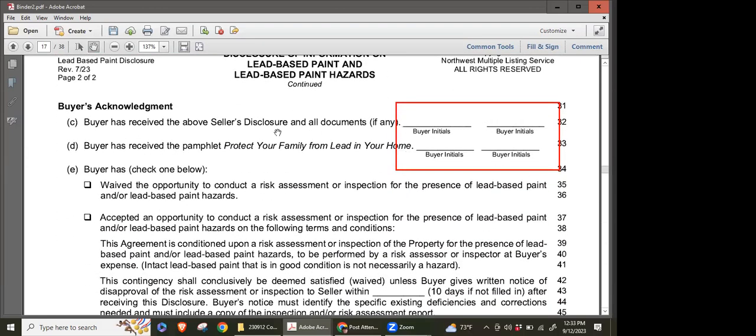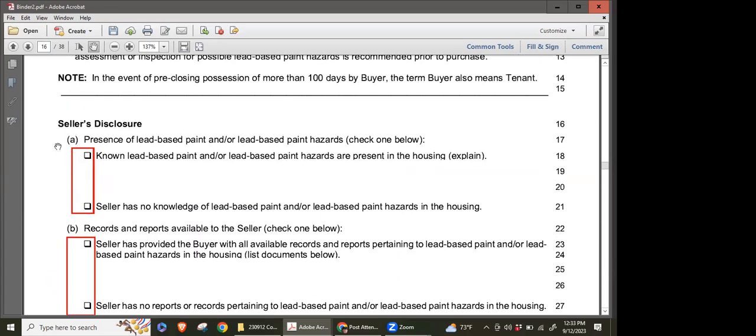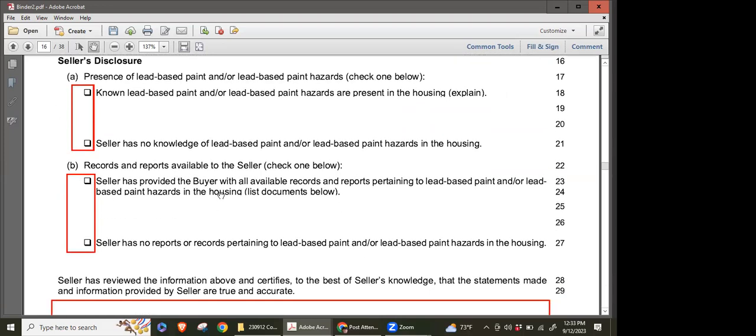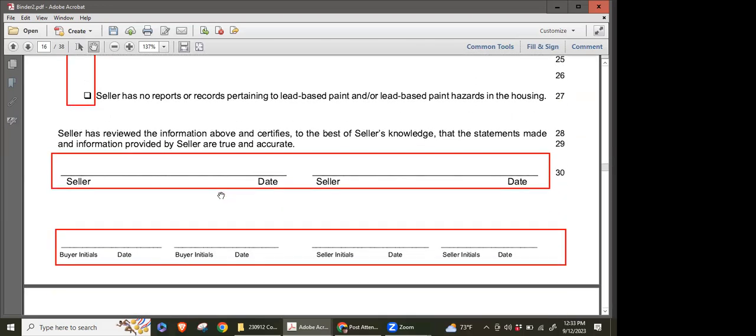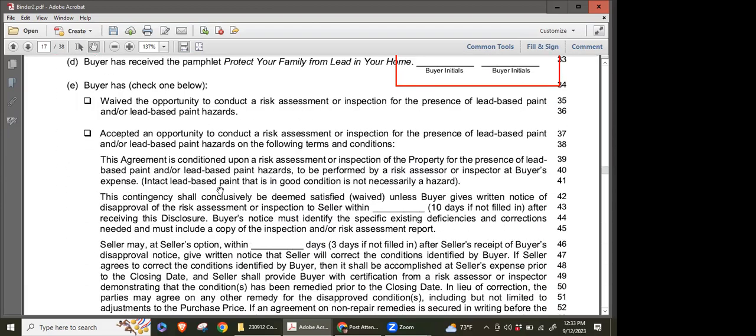Then I make sure, and remember with this new 2023, now it says buyers receive the above seller's disclosure in all documents, if any. And now we want the buyer initials on that one. If this isn't filled out here, how do you know? You don't know if there's any records or if there's any issues. On this particular one, you can include it in your contract, but your seller really has to fill it out, and then it goes back to the buyer. That's why it's good to fill it out in advance.